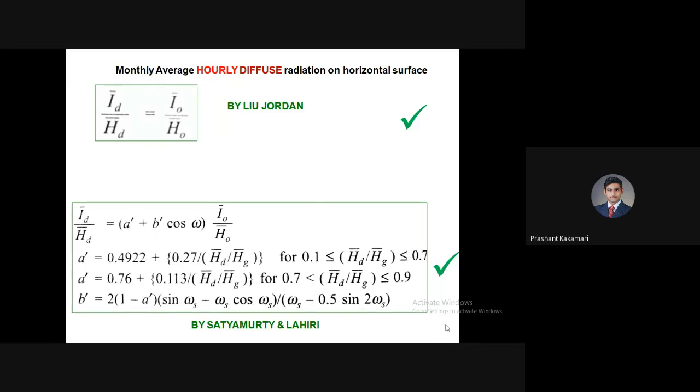So that relation is, for B dash constant, 2 into 1 minus A dash into bracket sine omega s minus omega s cos omega s, divided by omega s minus 0.5 sine 2 omega s. So now you can decide which equation to refer, either the Liu-Jordan old equation or the bottom equation, any one you can refer.